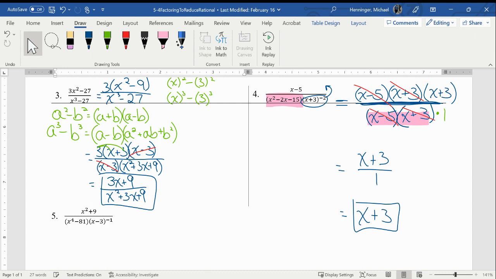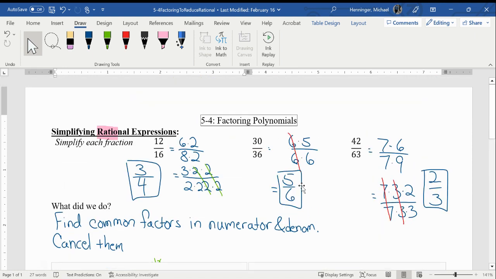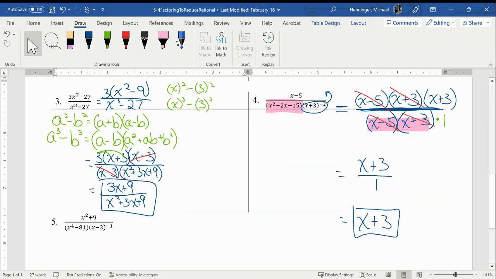The same way up top when we were looking at the numbers, we took 30 and rewrote it as 6 times 5, and we took 36 and rewrote it as 6 times 6. The reason that we did that is so we could see both numerator and denominator have that 6 that can cancel. Okay, so the same thing goes on down here with those polynomials. We rewrite them in terms of their factors, and then those factors cancel. Okay?